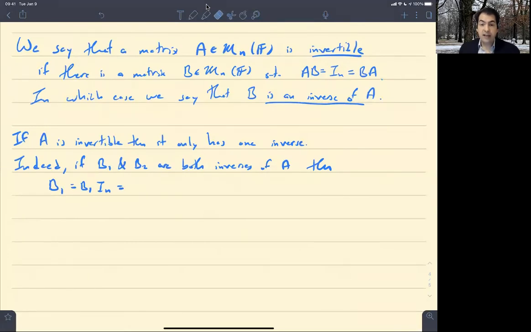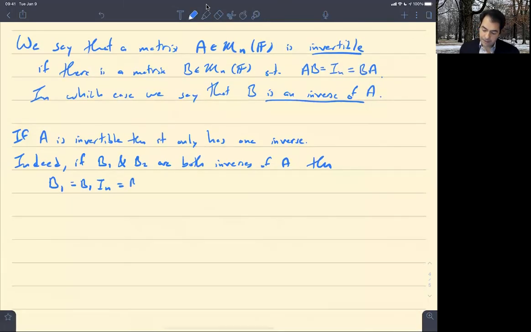Of course, you can also just check the formula for the ijth entry of B is the same as the formula for the ijth entry of B times the identity. But in any case, it doesn't change anything. So I can write B1 as B1 times the identity. Now, because B2 is an inverse of A, I can write the identity as A times B2. Now, because composition of linear maps is associative, matrix multiplication is associative. So I can write this as the product of B1 times A times B2. But B1 is an inverse of A, so this is equal to I_N times B2, and that's equal to B2.